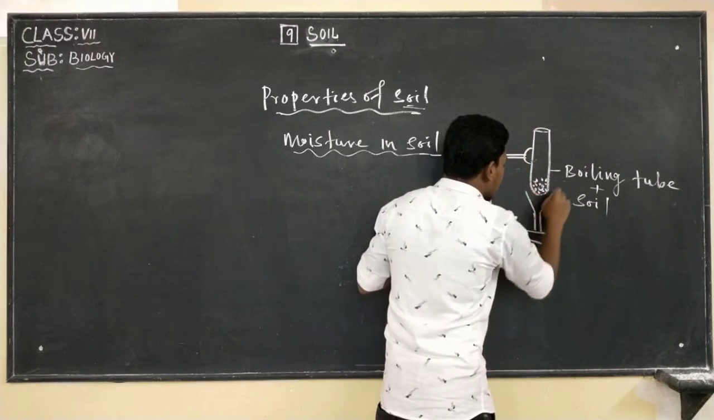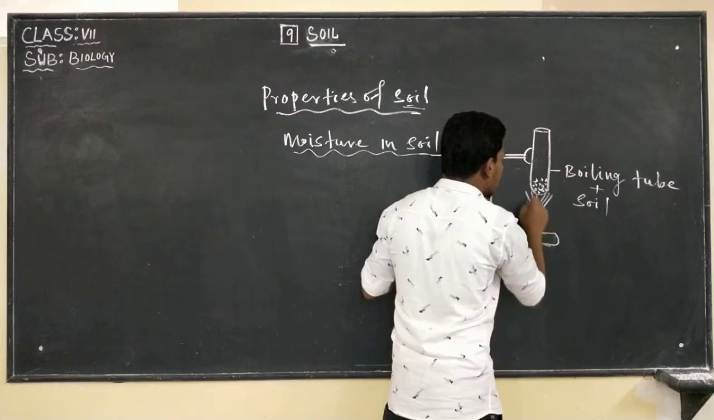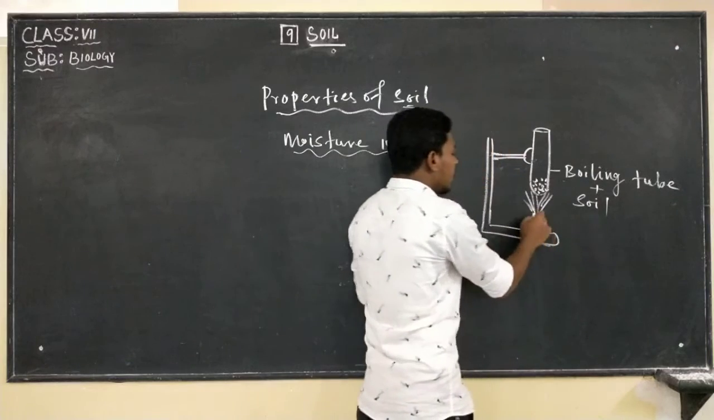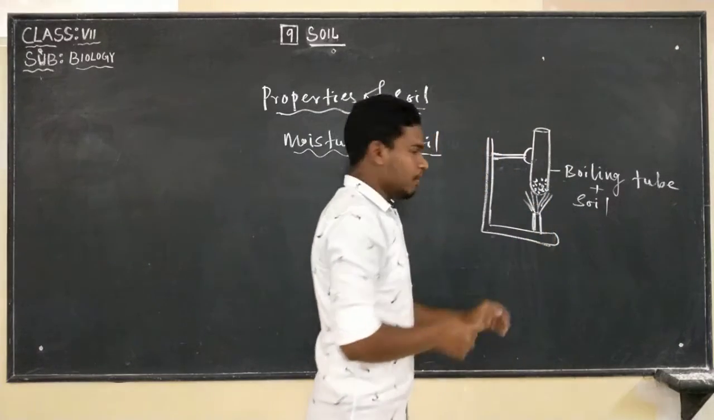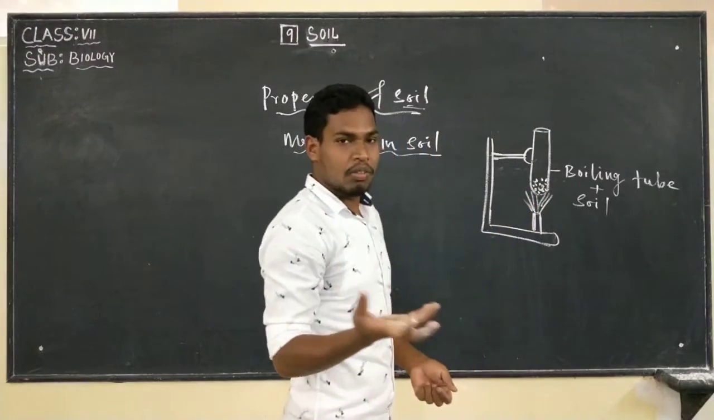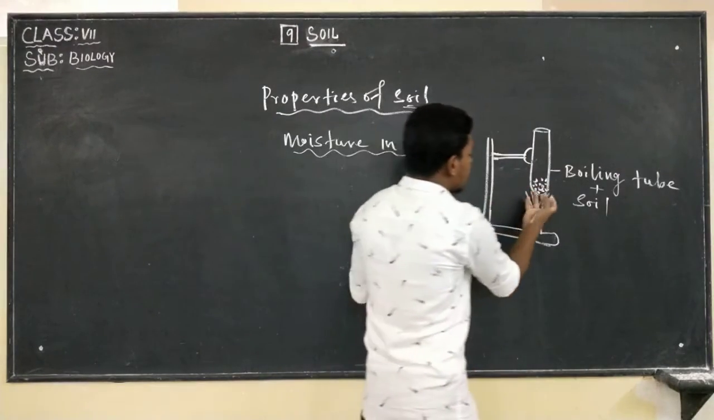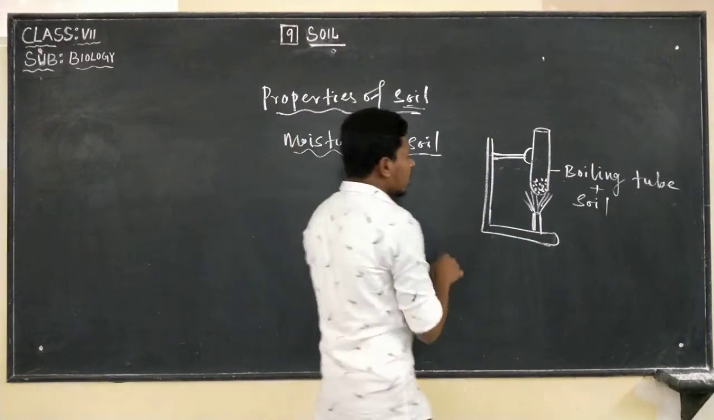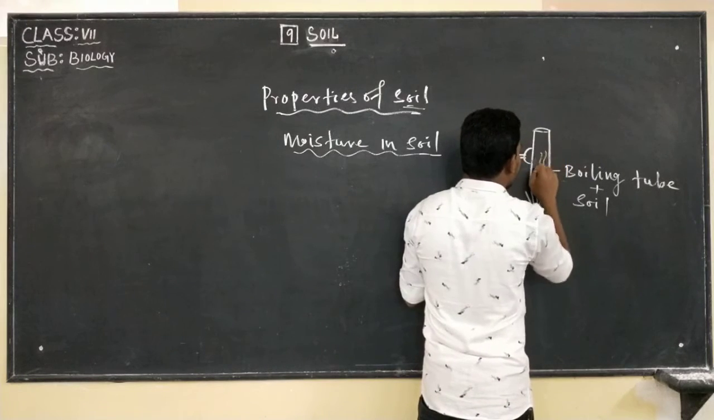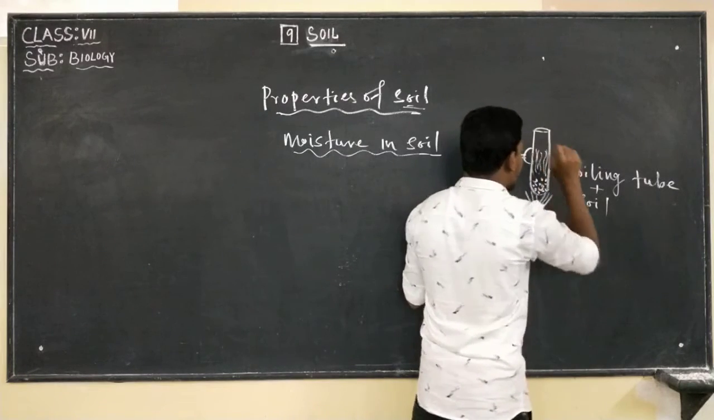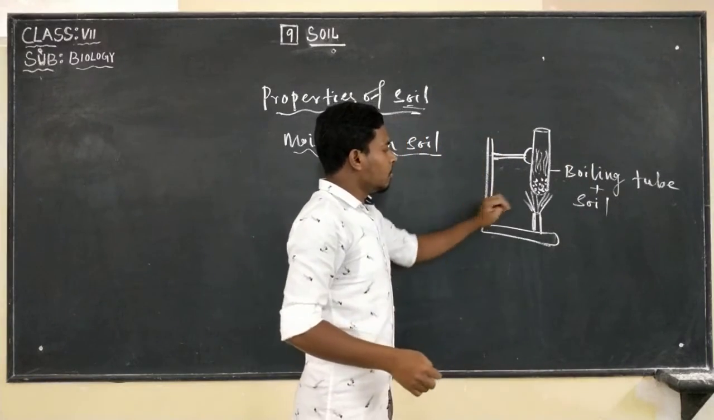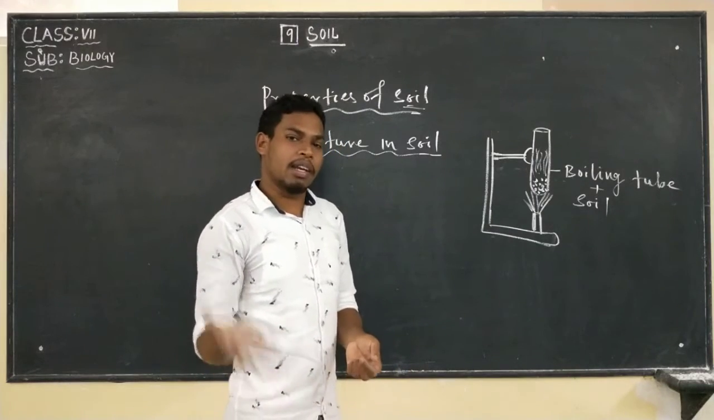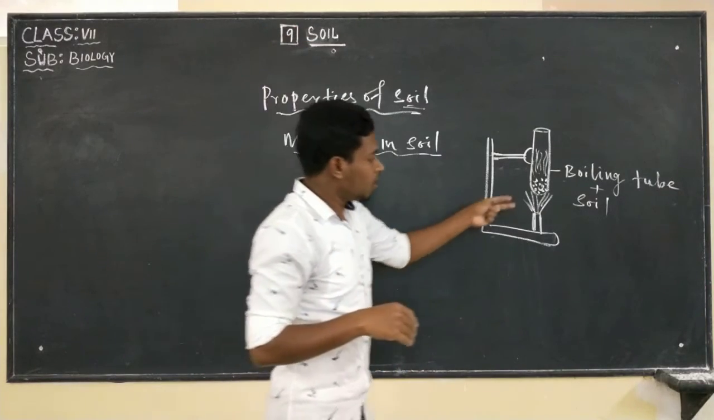Now, with the help of a Bunsen burner, we are going to light it, and finally this boiling tube is going to heat. When it is given heat energy, the soil is going to get heat, and finally from the soil, vapors start evaporating. And we know that as usual, when there is evaporation of water, finally it goes to the cloud and condenses. Here also the same thing happens.